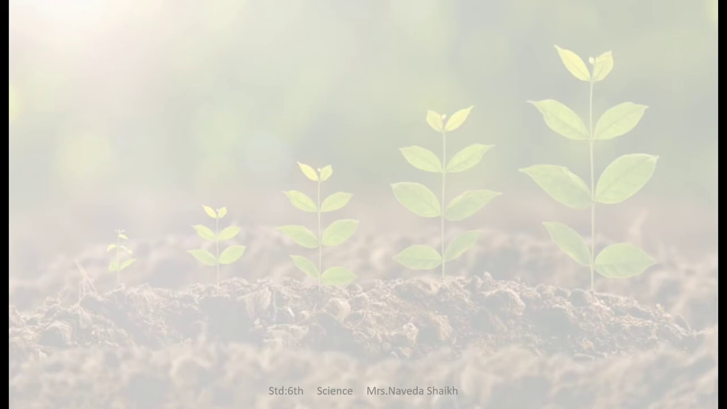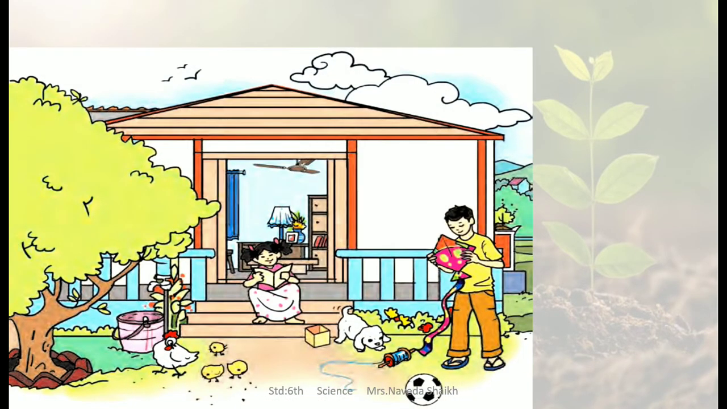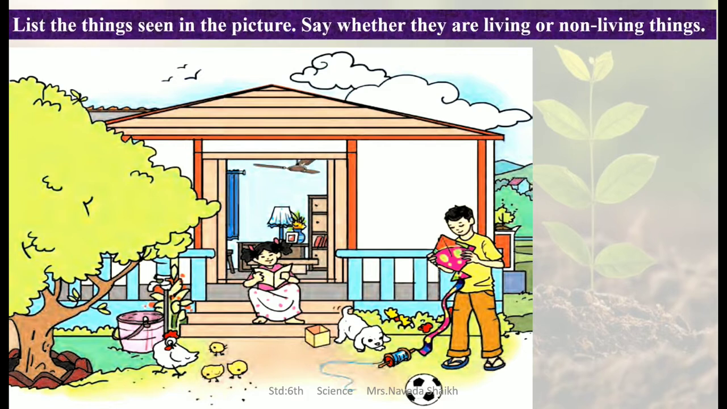Now, in this picture in front of you, there are a number of things. You have to see this image carefully and list the things that you see. Then you have to tell me which are living things and which are non-living things. You have already learned about the difference between living and non-living things. The ones which have life are called living things and the ones which do not have life, that is, are dead, are non-living things. Here I have explained it in simple words.